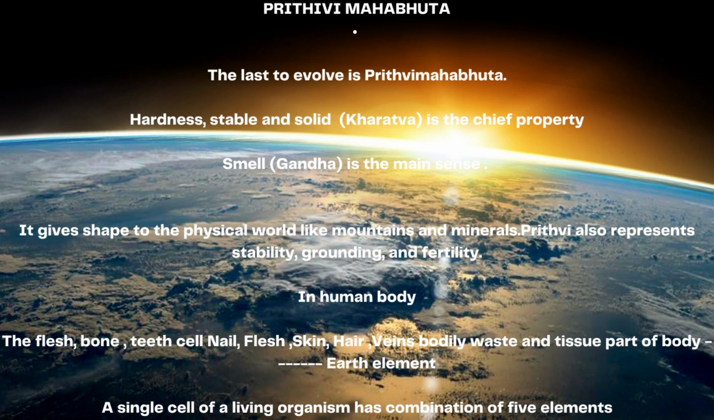Prithvi Mahabhuta. Prithvi Mahabhuta is the last element existing after Akash Mahabhuta, Vayu Mahabhuta, Agni Mahabhuta, and Jala Mahabhuta. So it inherits all the properties of the previous four elements, and its chief attribute is gandh or smell, and it gives shape and growth.